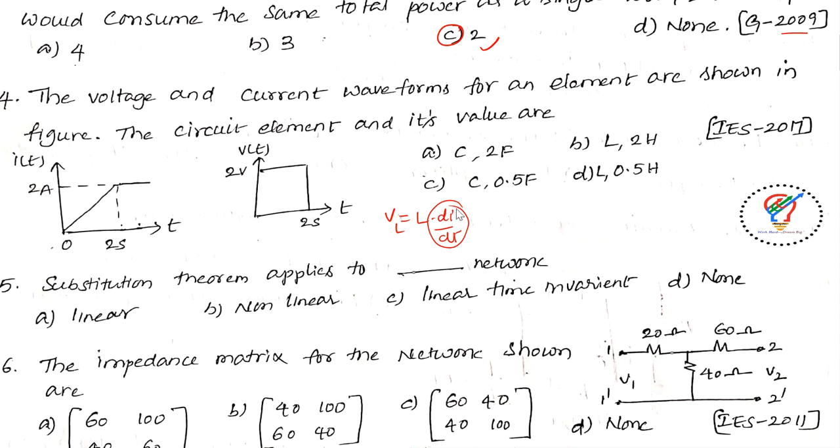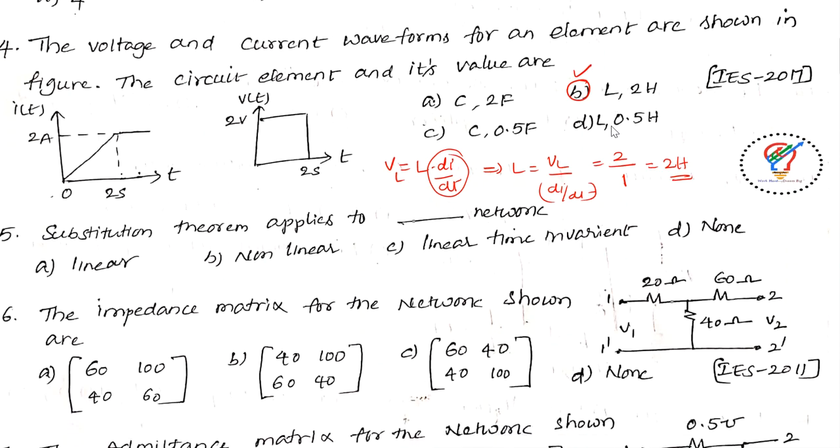It is an inductor. So L can be written as L is equal to VL by di by dt. What is the voltage? The voltage is 2 volts. So it's 2 divided by di by dt. The rate of change of current is 2 minus 0, which means 2. So 2 by 2, what do we get? 1. So the answer finally is 2 Henry, and the correct answer is B. Okay.